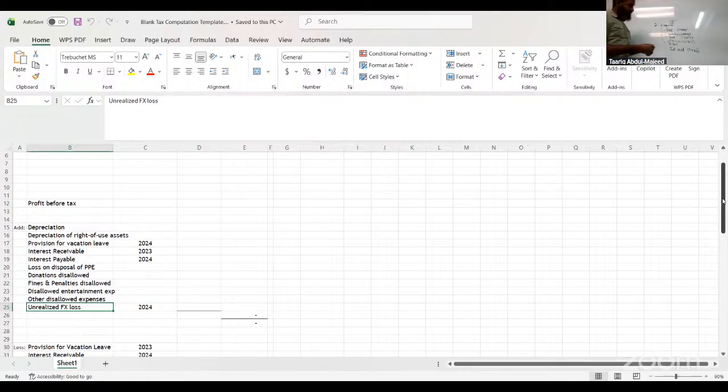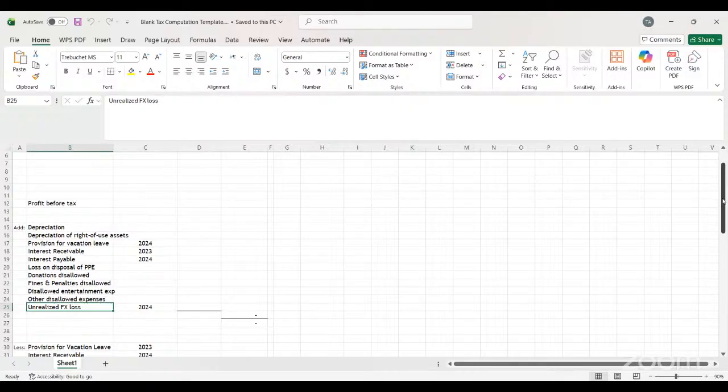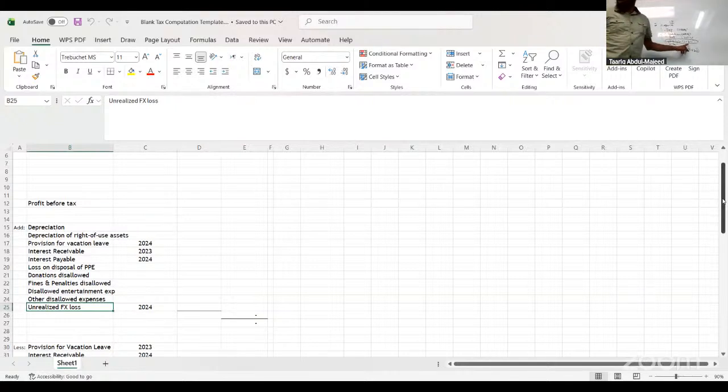This is why I didn't duplicate this, because if you understand how the FX loss works, what if it was an FX gain? Suppose I have an FX gain for 23 and 24. Where do I put them? What do I add and what do I subtract? You would add the 23, because that is from the previous year, and down at the bottom, you subtract the 24.